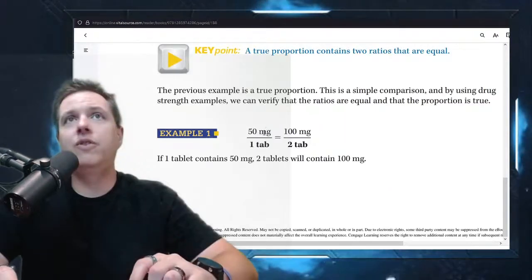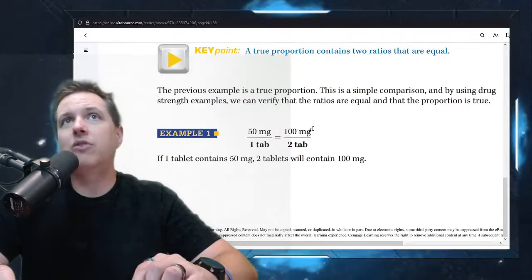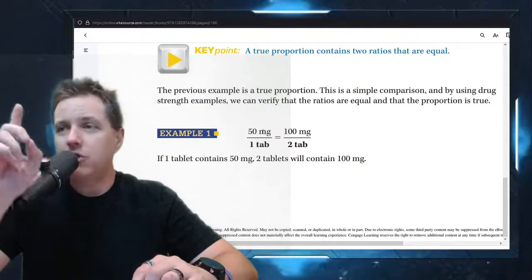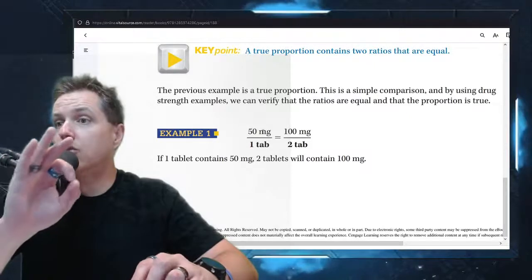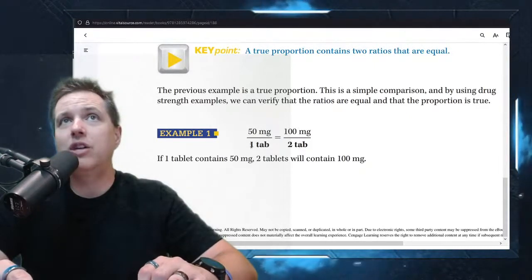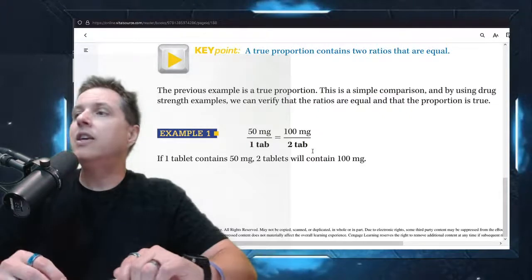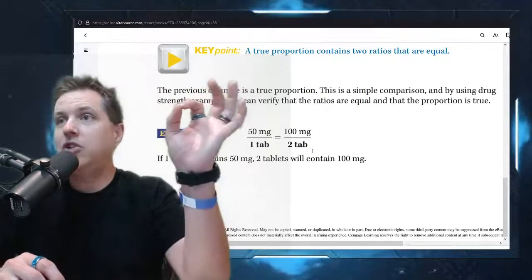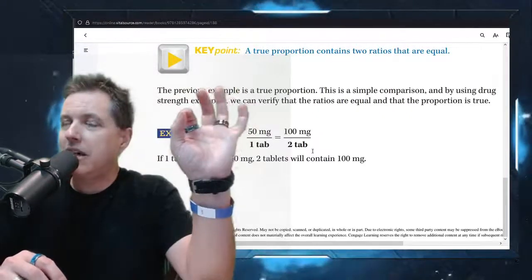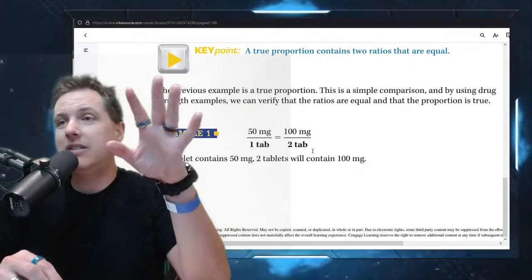you're starting off with 50 milligrams per a single tab. Well, that's the same as 100 milligrams to 2 tabs. Start paying attention to the units. Watch your units in these problems. See how the units are consistent for these 2 ratios? Right, they have milligrams on top, tab on bottom. Yes, there are some other combinations that will work if you set it up correctly, but there's also ones that won't work. So that's why I'm trying to stay consistent with the book.